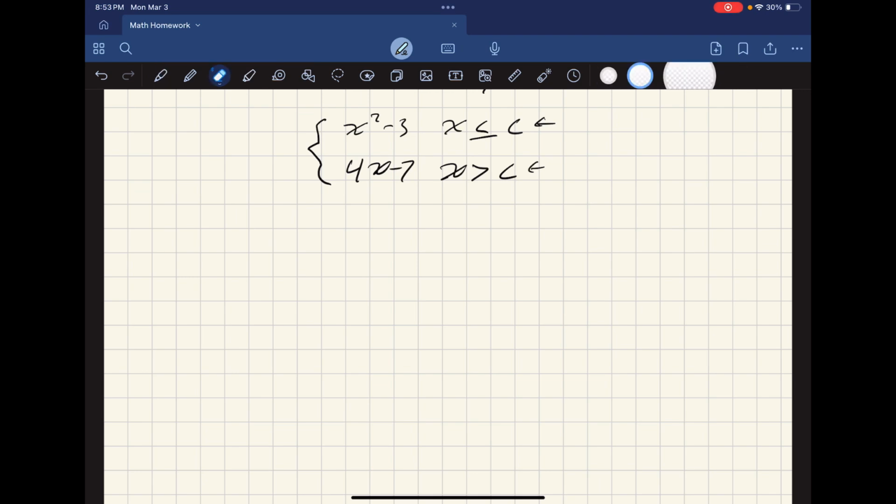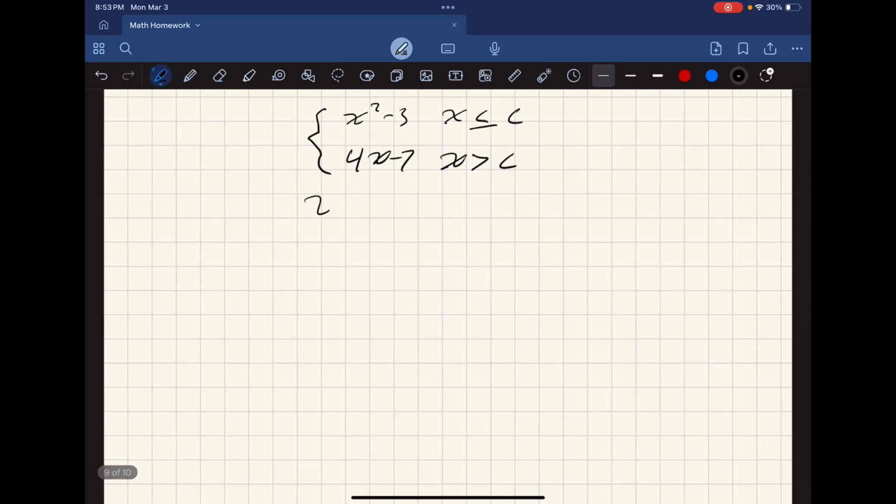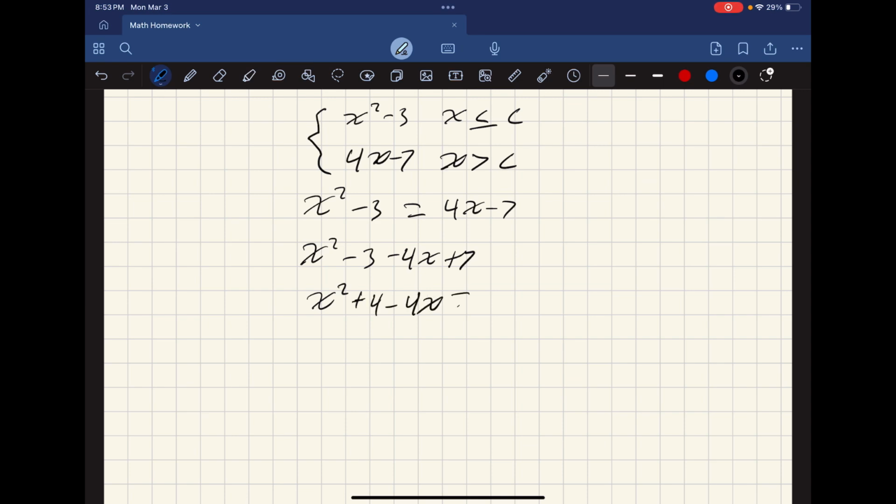So in order to identify c, we're going to set these two equations equal to each other. So x squared minus 3 equals 4x minus 7. And then once we've done this, all we have to do is solve for x. So simplifying this, we'll put these all onto one side: x squared minus 4x plus 4 equals 0.